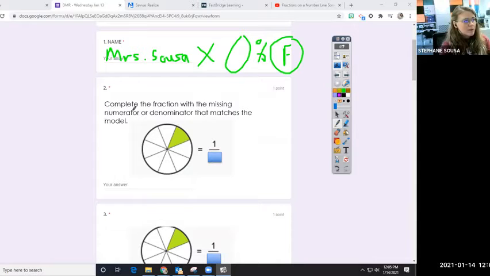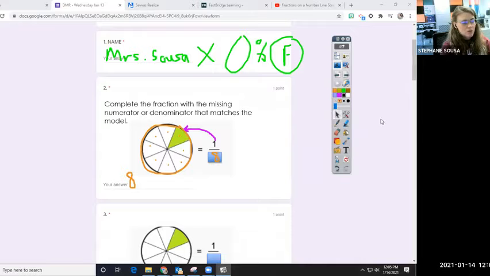Second question, complete the fraction with the missing numerator or denominator that matches the model. This is a 1, and it is talking about the one green piece. We are to find the denominator, which is the whole amount, and there are 1, 2, 3, 4, 5, 6, 7, 8. So you should have typed an 8. 8 is the missing denominator in this fraction because the bottom number shows us how many are in the whole.